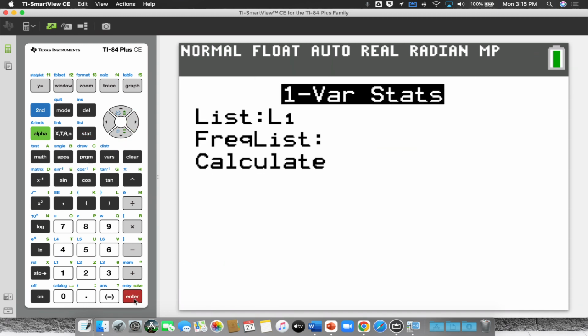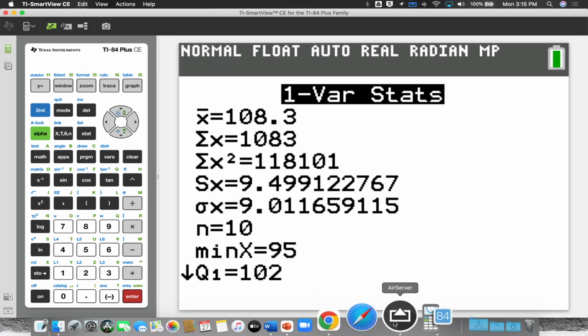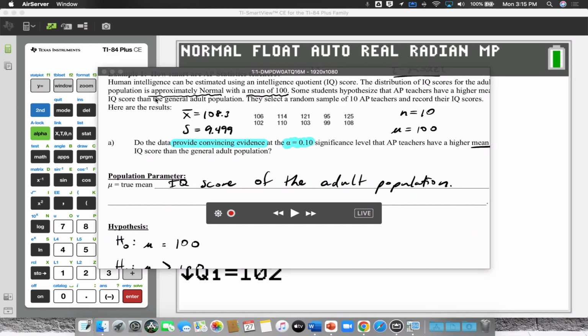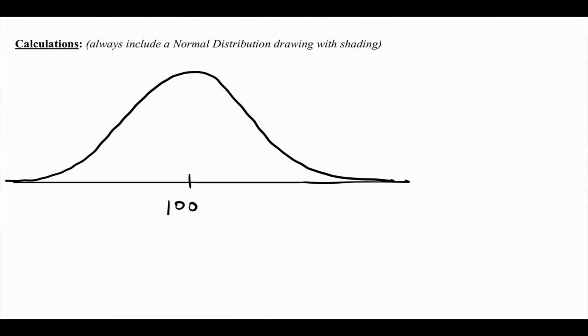Stat, calc, 1-Var Stats. My list is in L1. Here we go. So our sample average is 108.3. Our standard deviation, S of X, is 9.499. Okay, those are the numbers we're going to use. So our sample mean was 108.3.